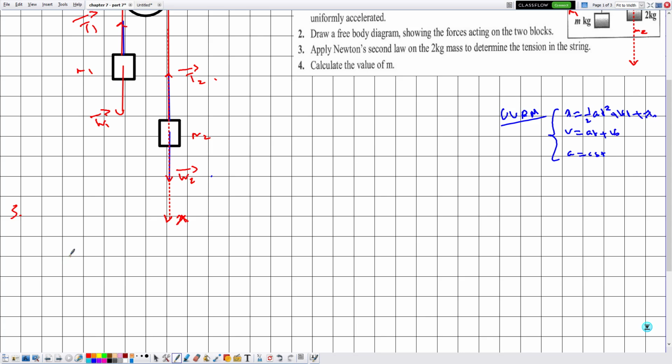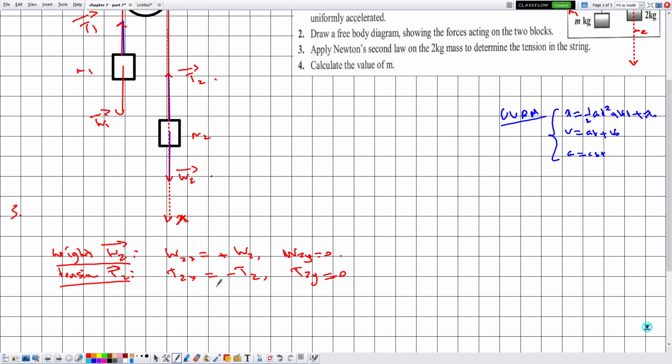Now let's write the projection of the forces. As for the weight W2, we have W2x is given by plus W2, and W2y is 0, no need for W2y. As for the tension T2, we have that T2x is given by minus T2 and T2y is 0.